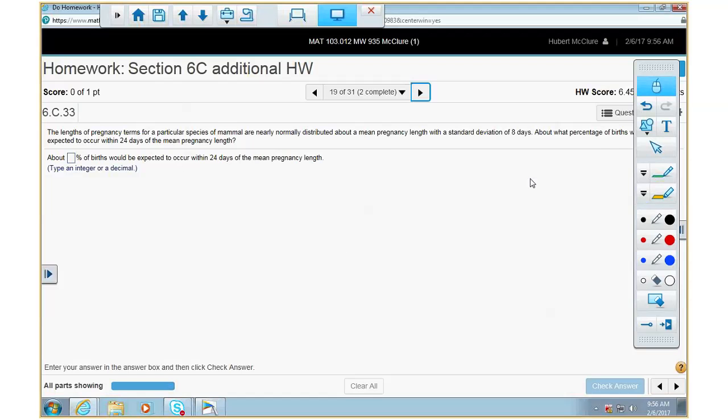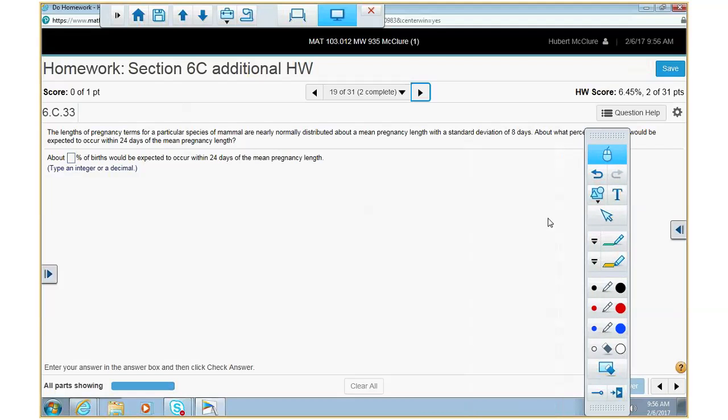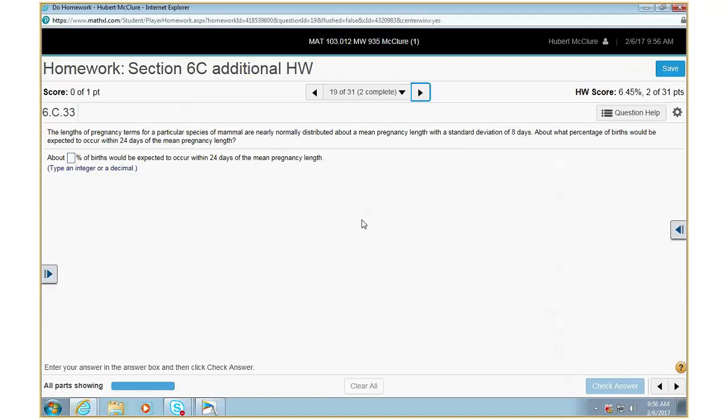Okay. This is a test question. I remember putting this one on the test. The length of pregnancy terms for a particular species of mammal are nearly normally distributed. That means when you see nearly normally distributed, you're going to draw the curve, about a mean. A mean means 0. About what percentage of births would be expected to occur within 24 days of the mean pregnancy length?